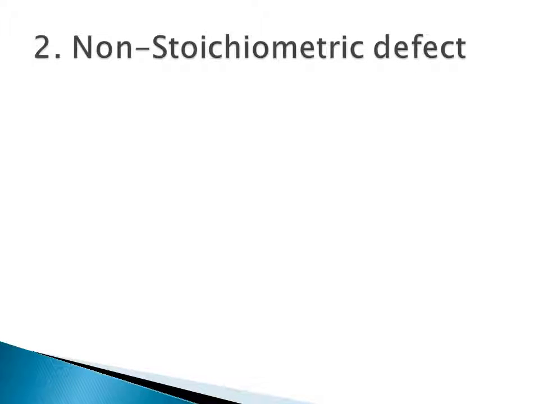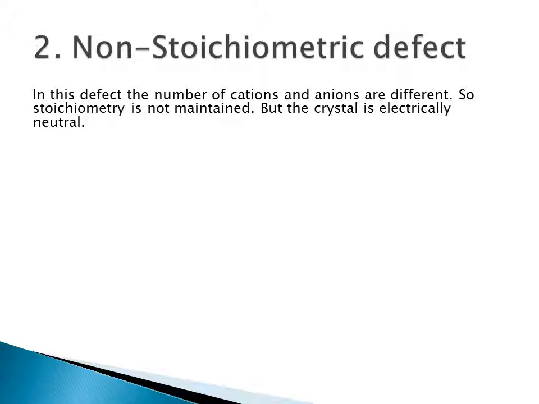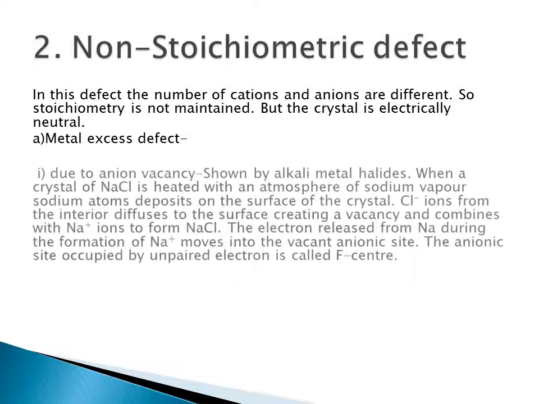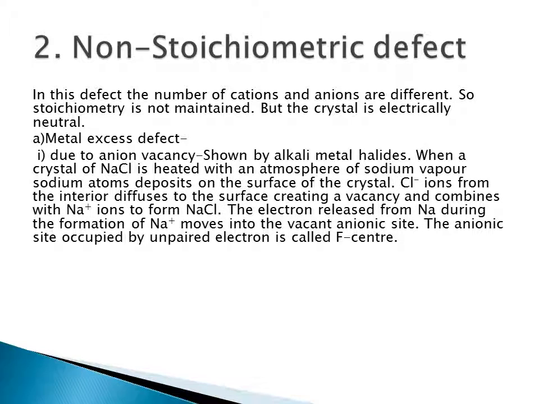The second type of point defect is non-stoichiometric defect. In this, the numbers of cations and anions are different. That is, stoichiometry is not maintained. But remember, electrical neutrality is maintained. The first type of non-stoichiometric defect is metal excess defect. Under this, the first type is due to anion vacancy.